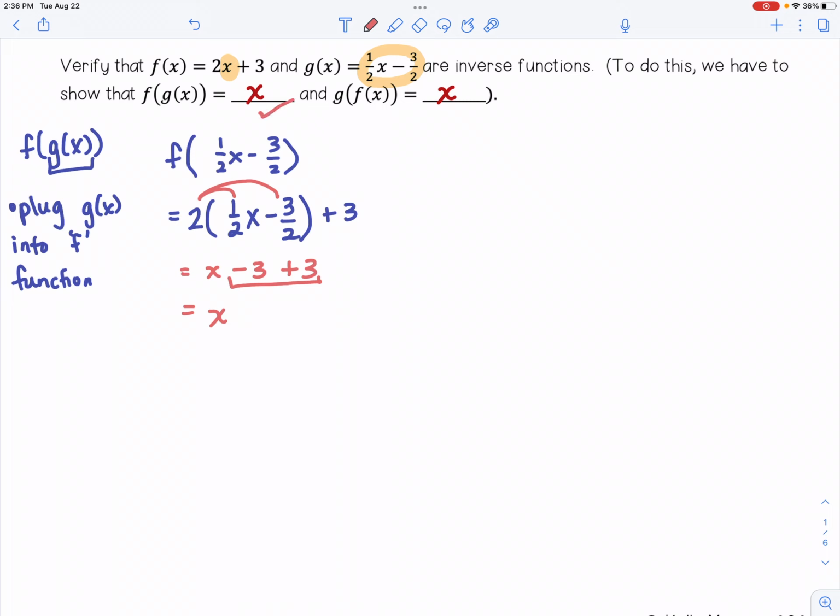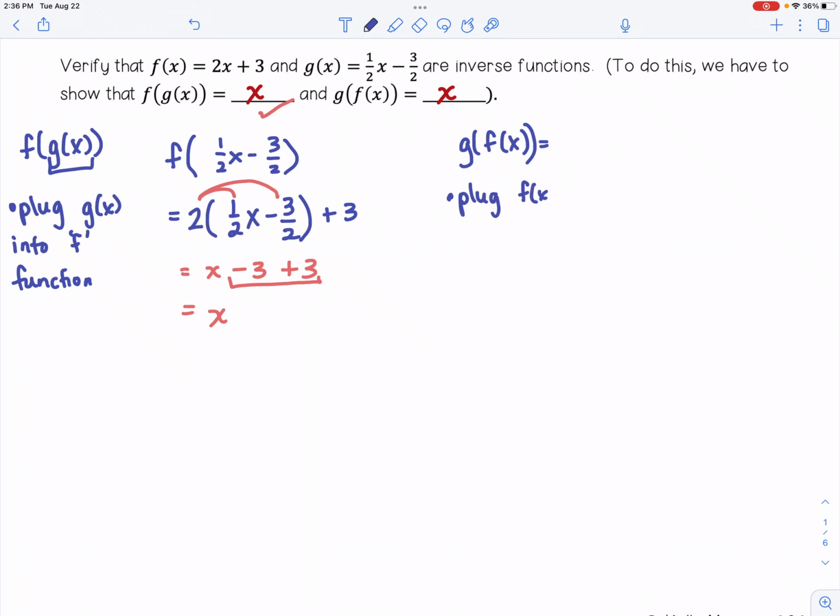That works out. If it did not equal x, you do not need to keep going, because in order for them to be inverses, they both have to equal x. So if the first one does not equal x, we don't have to waste our time checking the second one. But because this one does equal x, we now need to see if g of f of x also equals x. So we're now going to plug in our f of x into our g of x.